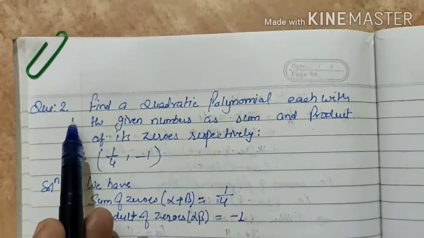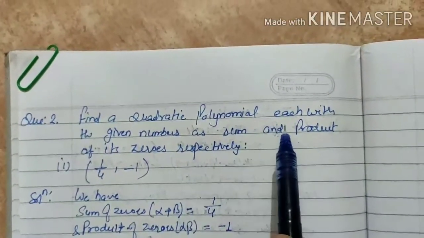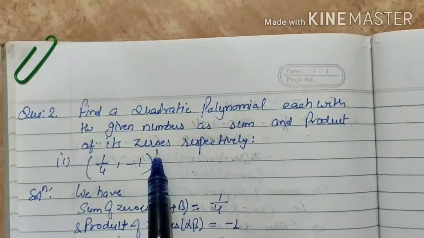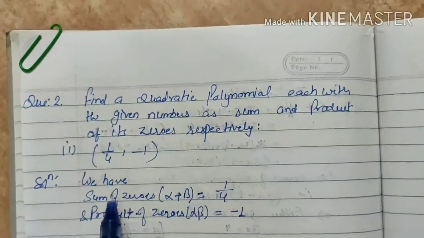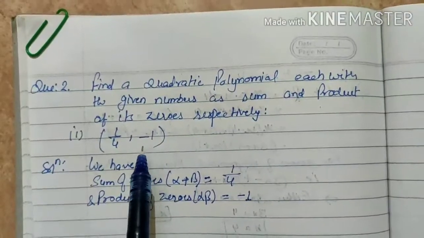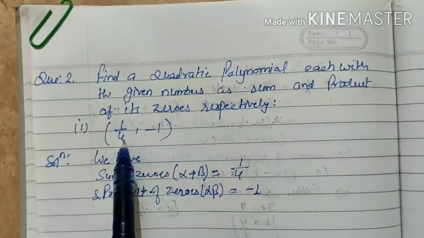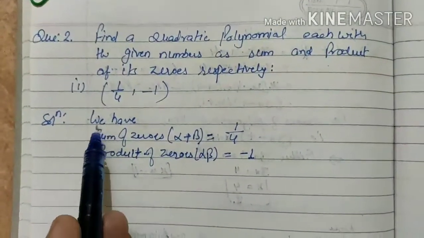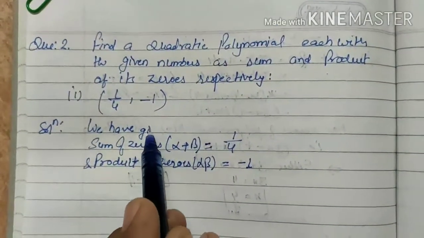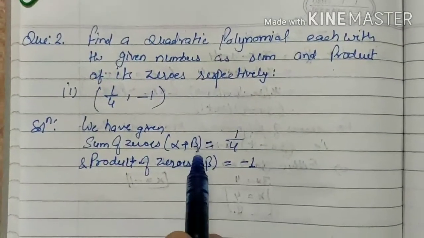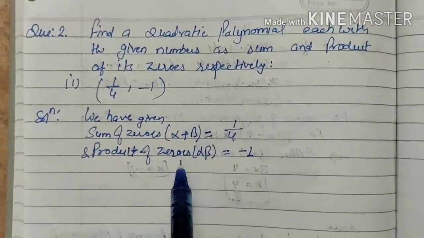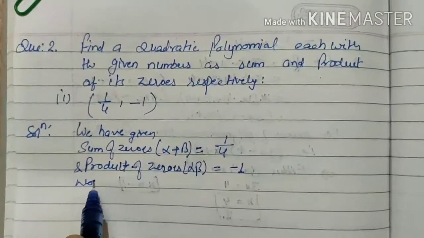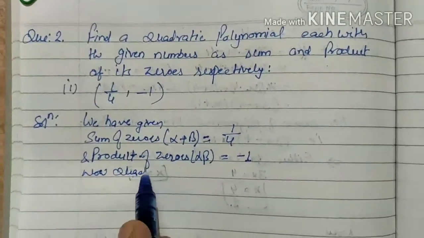In the next question we have, find a quadratic polynomial each with the given numbers as sum and product of its zeros respectively. So we have given sum and product of zeros. So 1 by 4 is the sum of zeros and minus 1 is the product of zeros. In the solution we can write, we have given sum of zeros alpha plus beta equals to 1 by 4 and product of zeros alpha beta equals to minus 1.